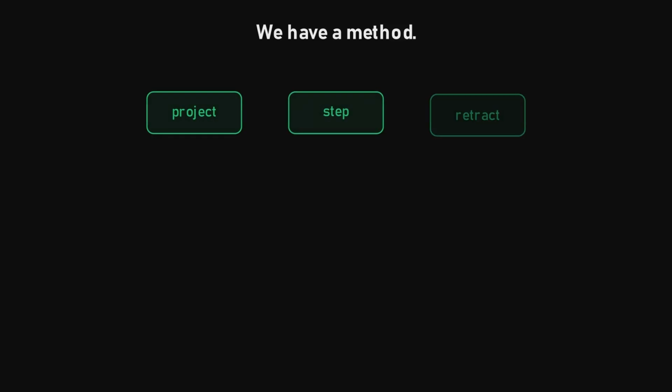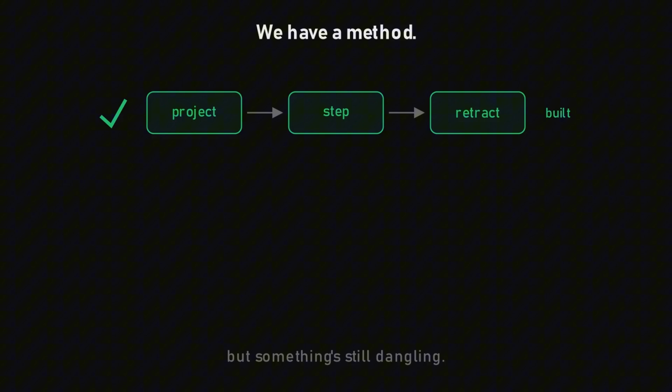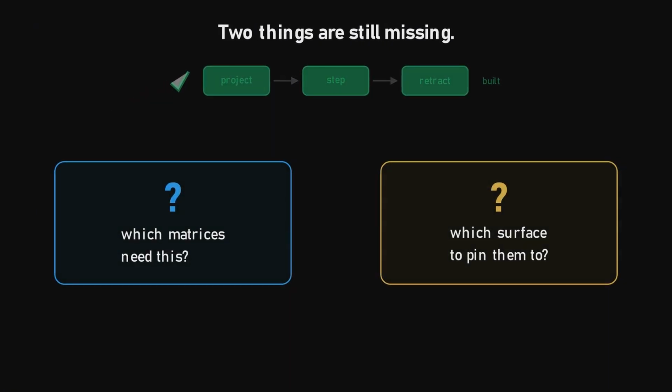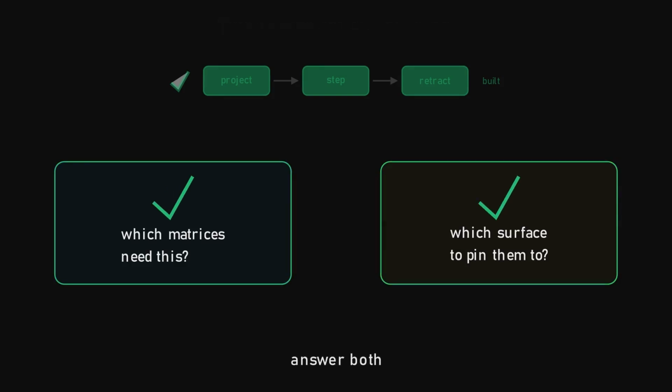But notice what's still dangling. We have a method, project, step, retract. You don't yet have 2 things. Which matrices in DeepSeek need this, and which surface to pin them to. Answer both and something quietly beautiful happens.